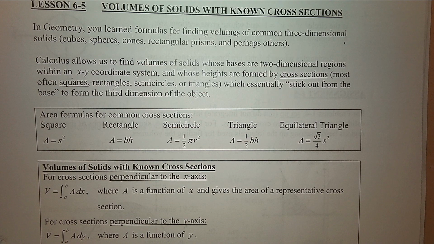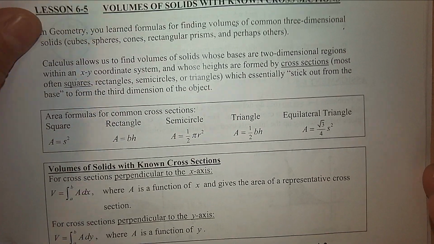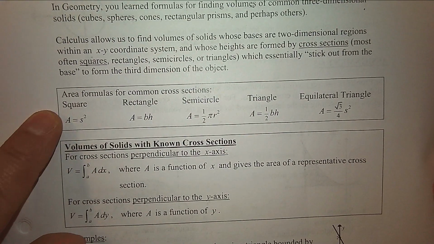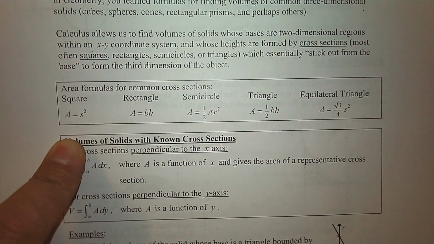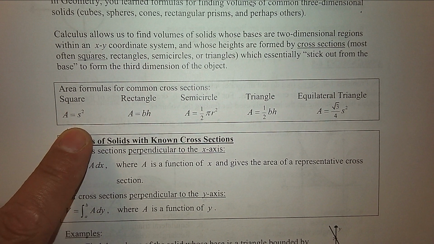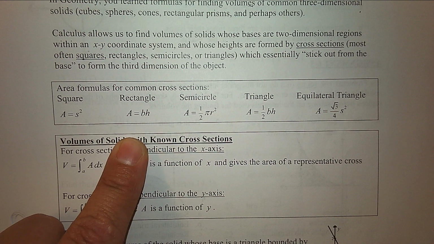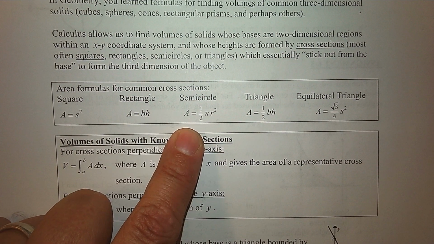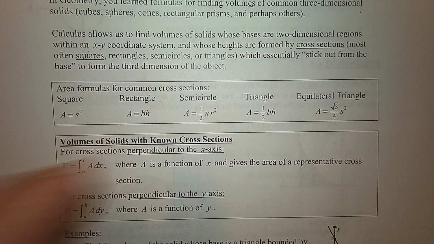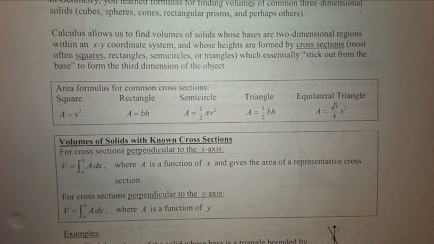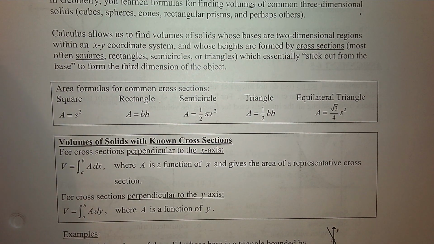All right, what are some things you need to know from geometry? Area of a square. How do you find the area of a square? You take one side and square it. How do you find the area of a rectangle? Base times height. How do you find the area of a semicircle? Half pi r squared. Pi r squared would be a full circle, semicircle, 1/2 pi r squared. A triangle? 1/2 base times height.